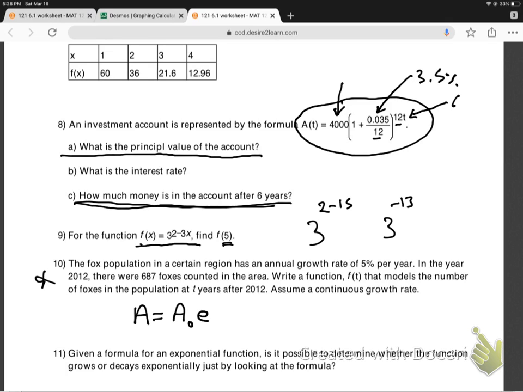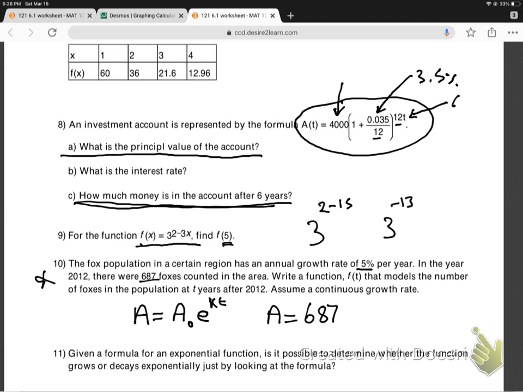Now then, if the rate is 5%, well actually I'm just going to write this first, to the kt. K is the growth rate. Sometimes you might see different numbers. You might see r there for interest rate or growth rate. And t is time, okay, so A subscript 0, that's the initial amount, e to the kt, okay?